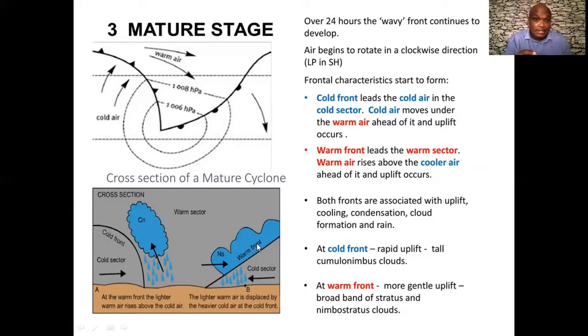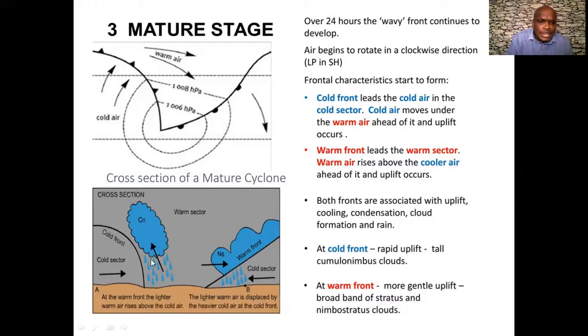At the cold front, as you can see, rapid upliftment occurs. Then it leads to cumulonimbus cloud formation. As you can see here, we have cumulonimbus clouds. They are formed here along the cold front. And then at the warm front, more gentle upliftment occurs. And then we have what? We have a broad band of stratus and nimbostratus clouds formed along the warm front.